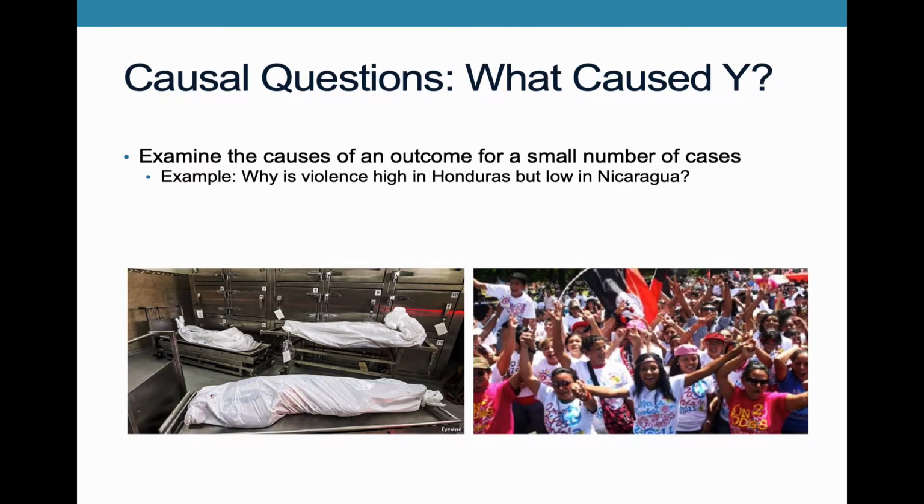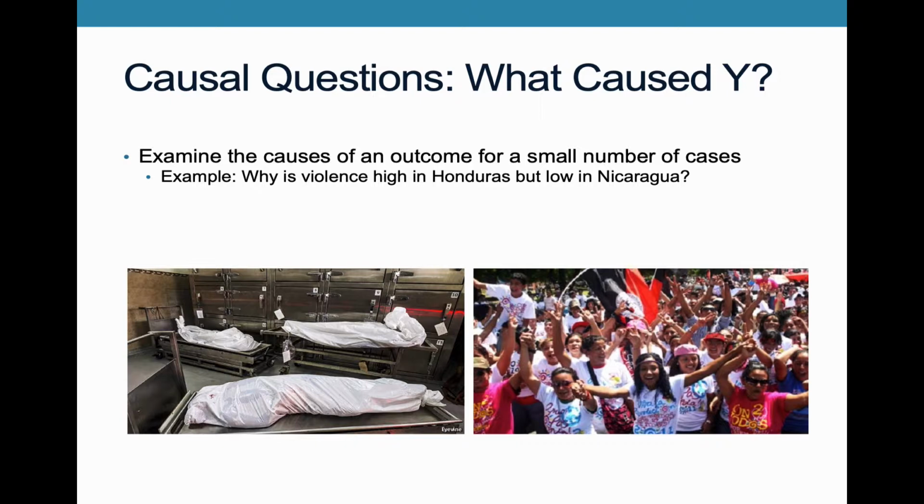Why is violence really high in Honduras? They have among the highest rates of homicide in the entire world. But then next door in neighboring Nicaragua, rates of violence are fairly typical for a Latin American country. So what explains this difference? You have 2 countries with similar levels of development, similar locations in Central America, similar histories in that both countries had civil wars and a violent history in the 1980s. And yet you have really different outcomes here.